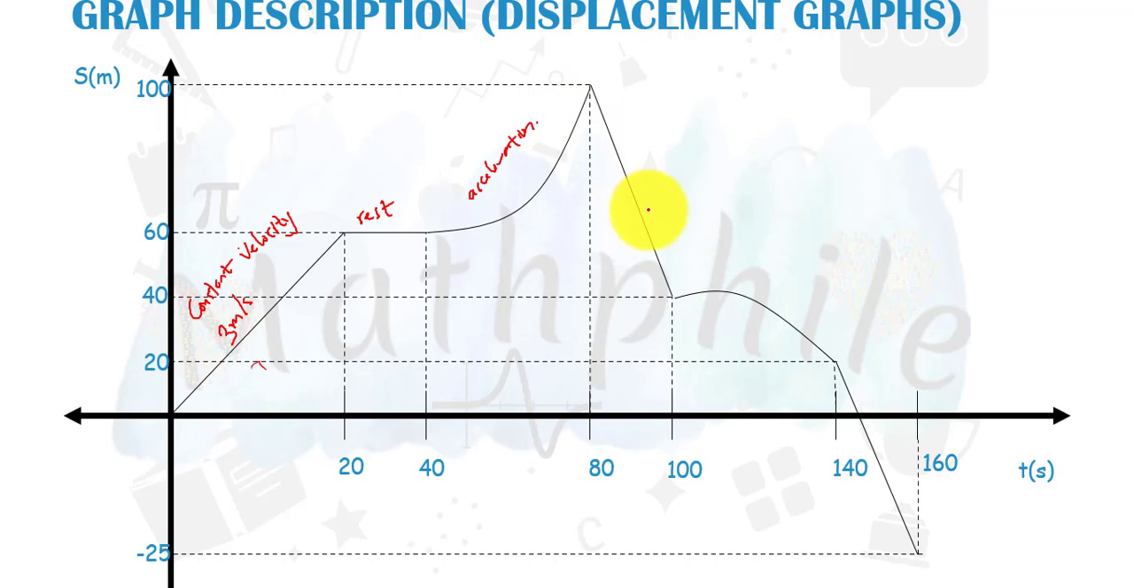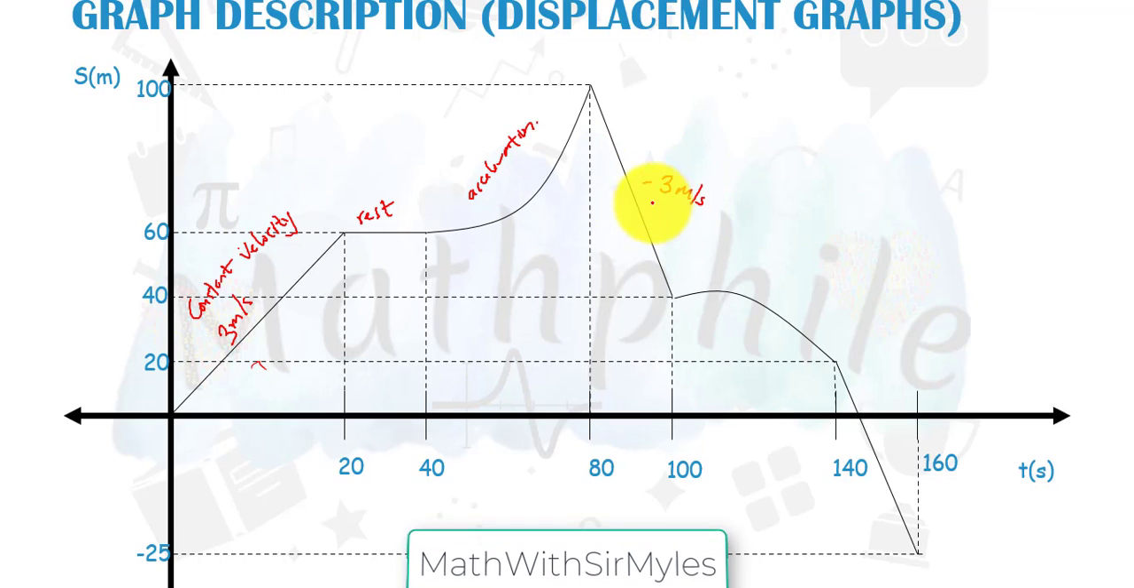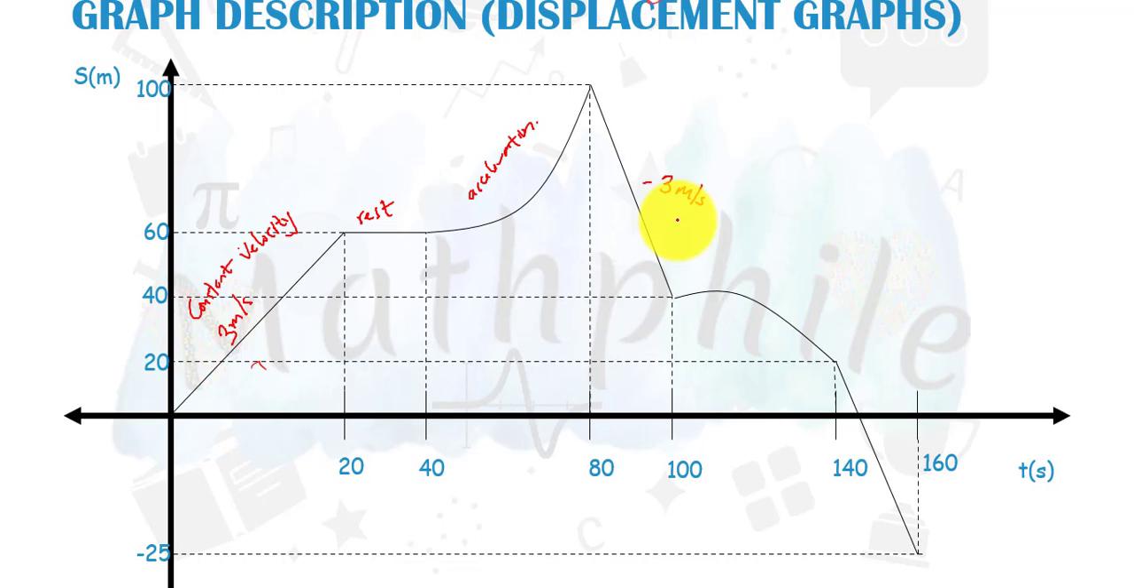There's a line with negative gradient. There is also constant velocity. This line represents, I was calculating for it. Okay, do that calculation for me. It was moving at a constant velocity of negative 3 meters per second. It was moving with a constant velocity of negative 3 meters per second, or it can be that it was moving with speed 3 meters per second in the opposite direction. Either way works.